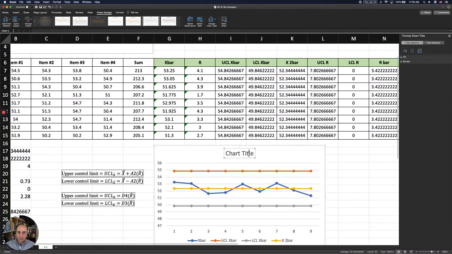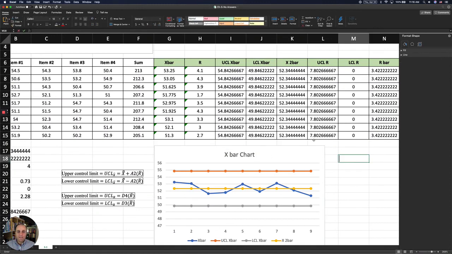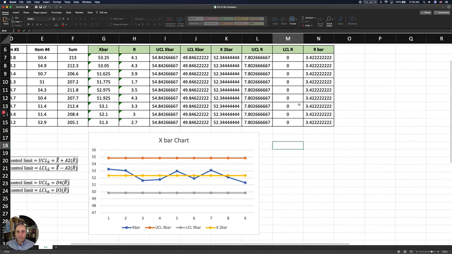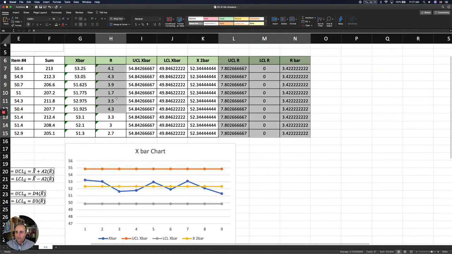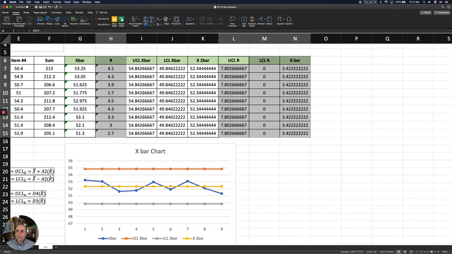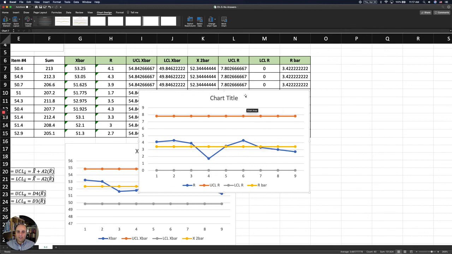Let me change the title here. This is my X bar chart. And then I repeat the same process to build an R chart. So this is my UCL, LCL, and R bar, the three lines, as well as all my R values, the values that are fluctuating basically in the control chart area. And then again, go to Insert. Insert a line chart, a line chart with markers. This is going to be my R chart.